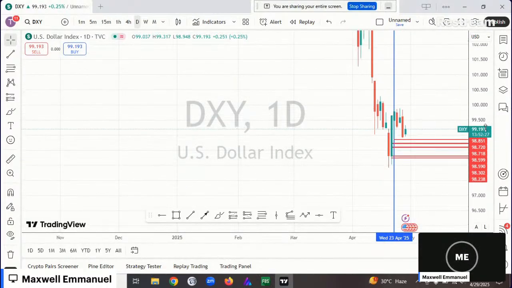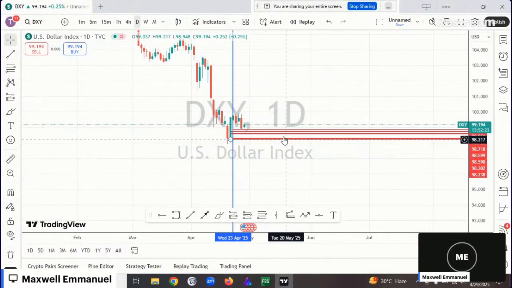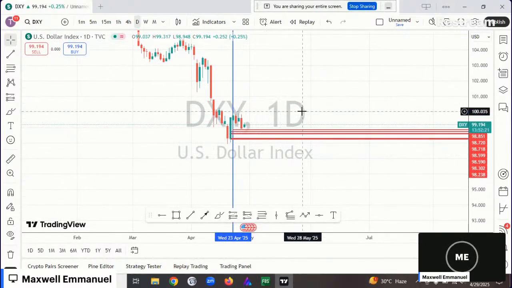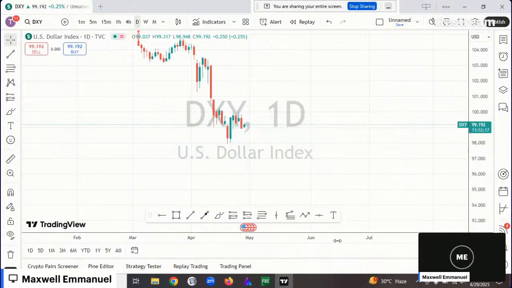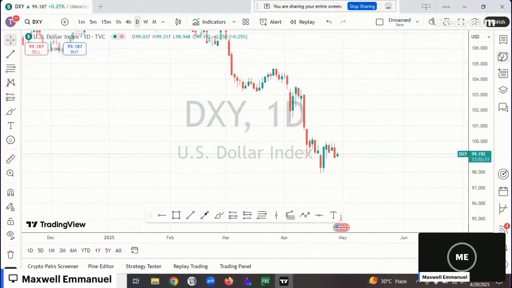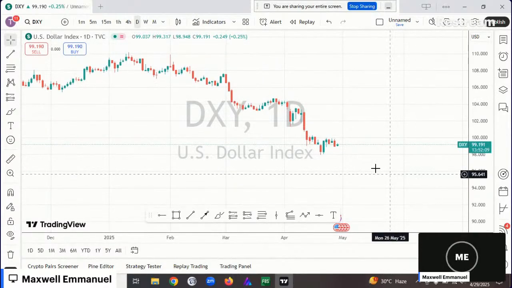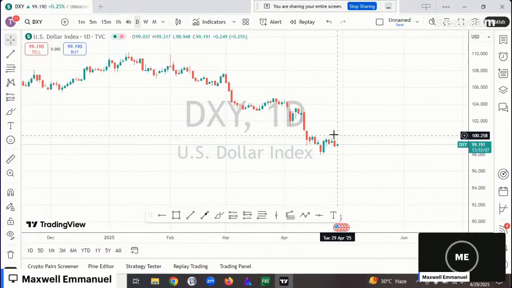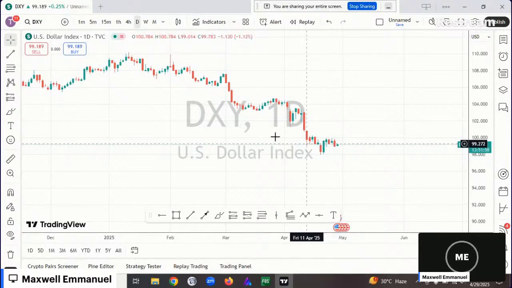Let's see dollar index. So I think dollar index is bearish at the moment, and that is one of the reasons I am buying Euro USD. I feel the dollar is bearish at the moment. You can see yesterday's candle closed strongly bearish, and it closed below the support that was created here. Can you see that?